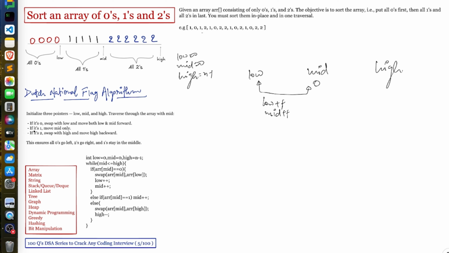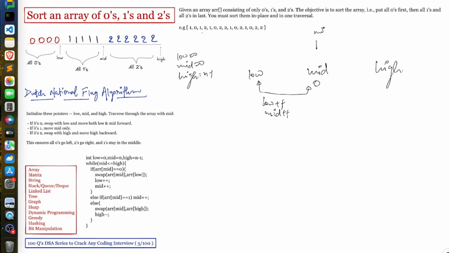Now the second case says if the value at the mid pointer is 1, don't do anything, because we know that all the 1s should be present in between, right? In between 0s and 2s. So don't do anything, just move forward. So just do mid plus plus.